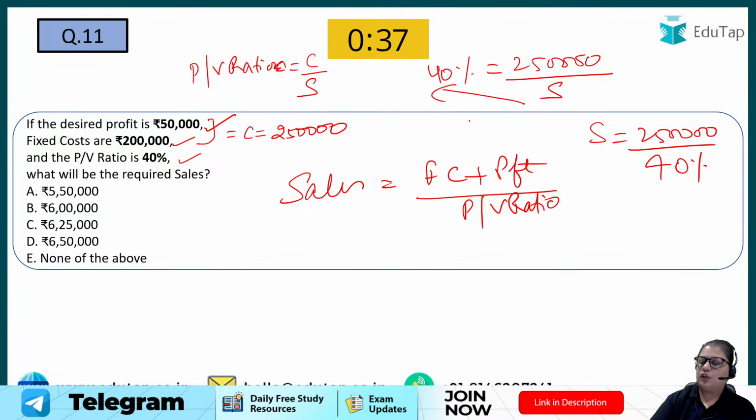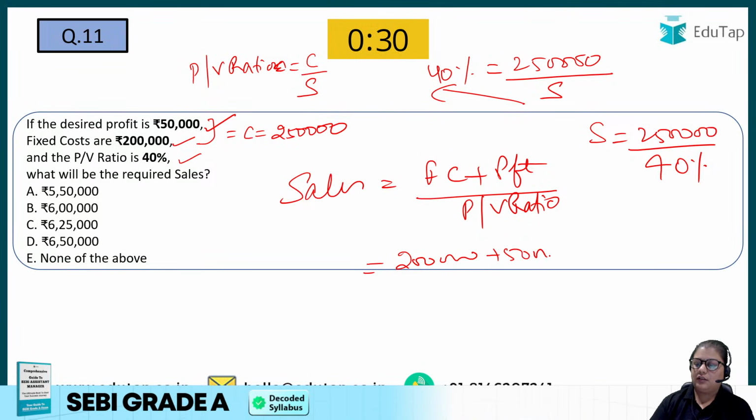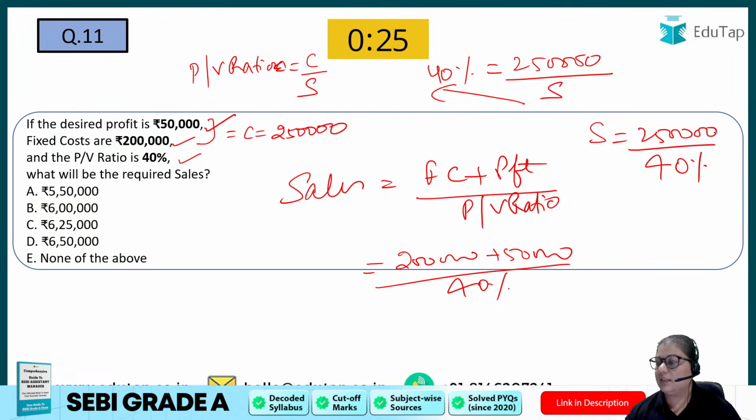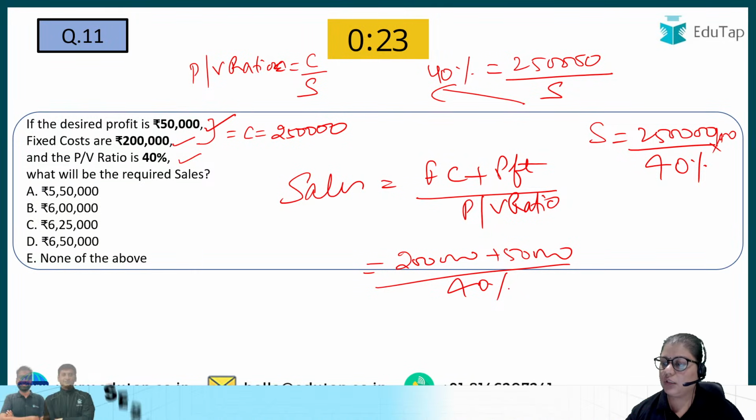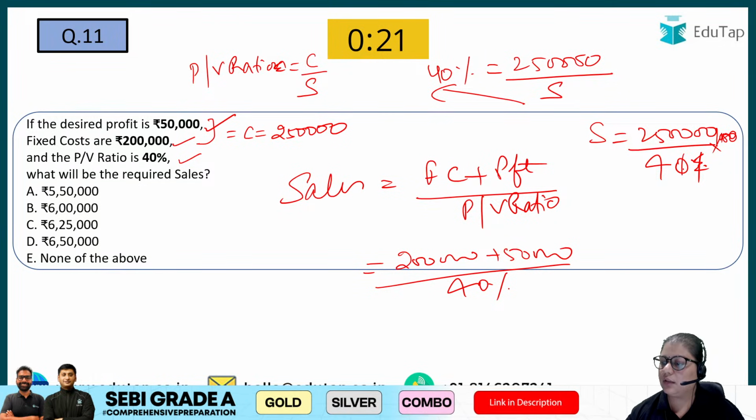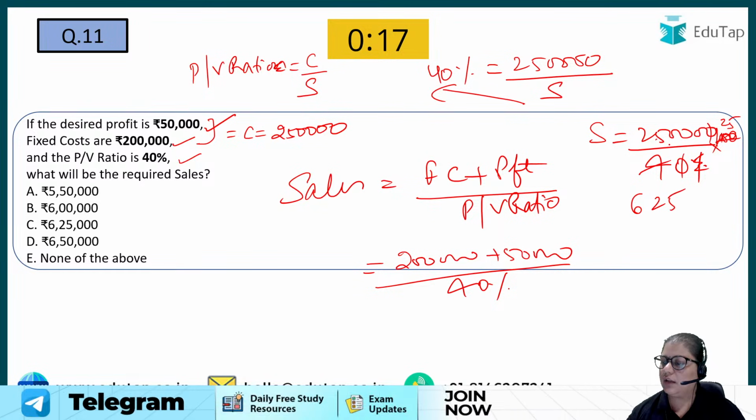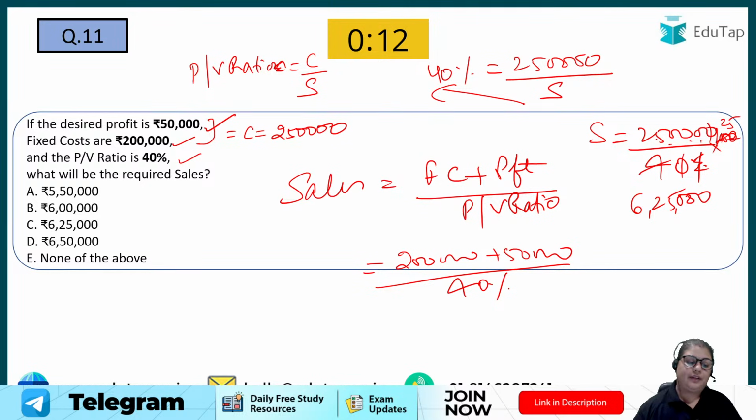And in this case also, if you see, we are doing the same thing. It will be 2 lakh plus 50,000 divided by 40%. So just calculate this, you will get the answer. Into 100 कर लेंगे, 40 है यहाँ पे. So this will be 25 into 25, 625. So it will be 6,25,000. 6,25,000 will be the required sales. Easy? चलें आगे.